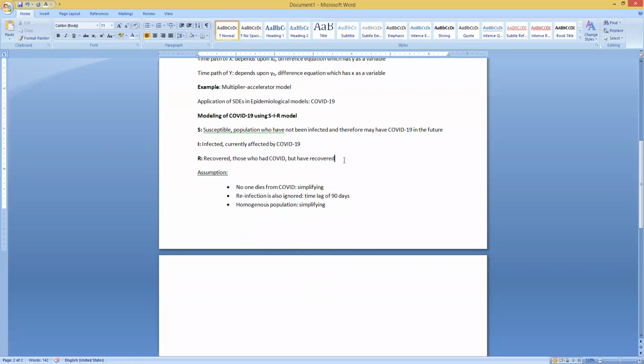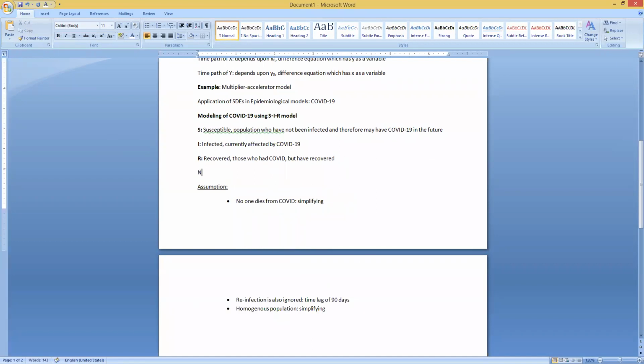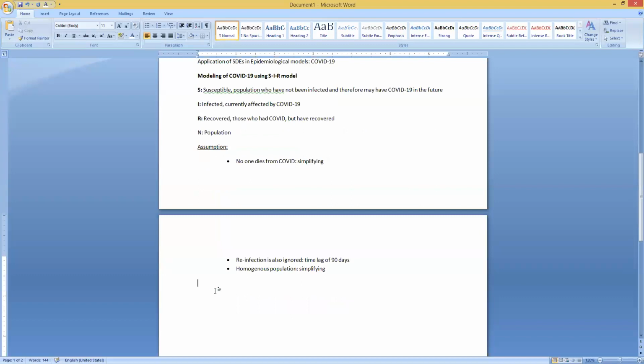And another important variable, which is N. N is the population. So now we come to the model. See, if we add up S plus I plus R, we will get N, right? This is obvious.